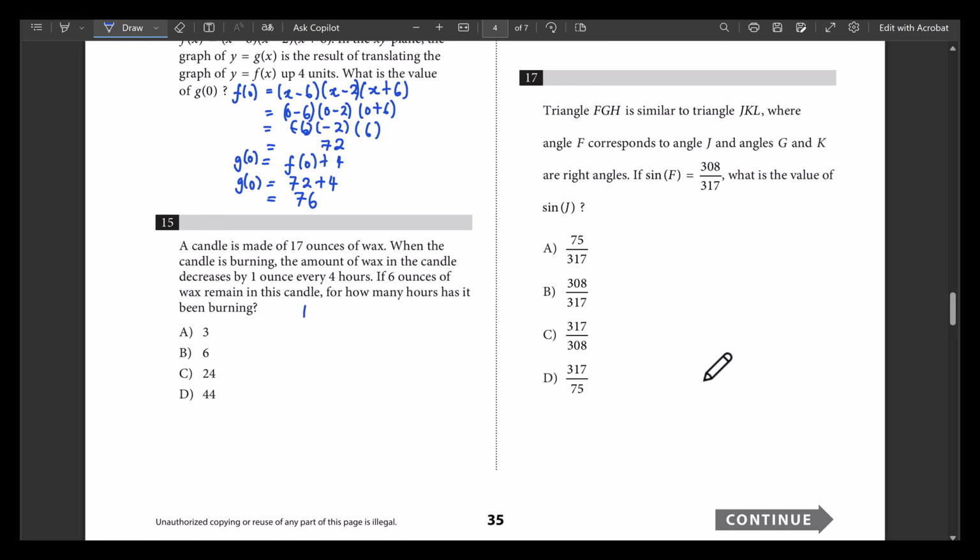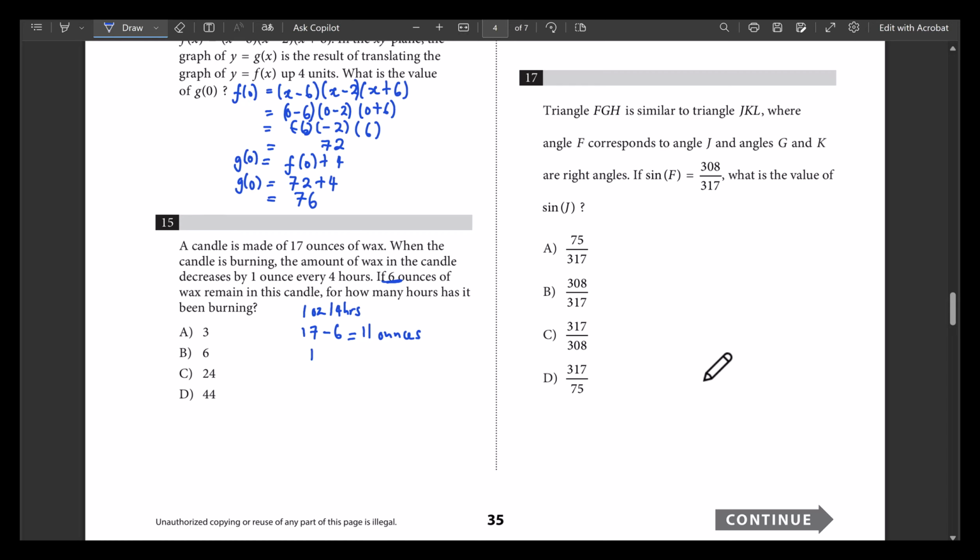We are given that it burns 1 ounce for every 4 hours, and we're going to remain with 6 ounces after it has burned. Hence, we're going to say 17 minus 6, and we get 11 ounces, which was used.